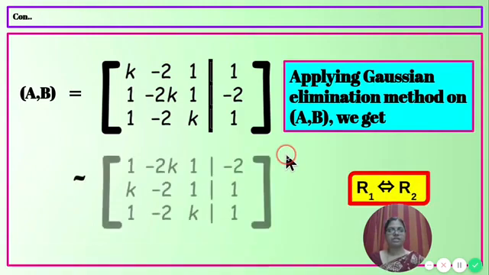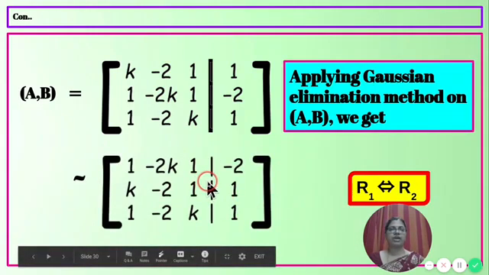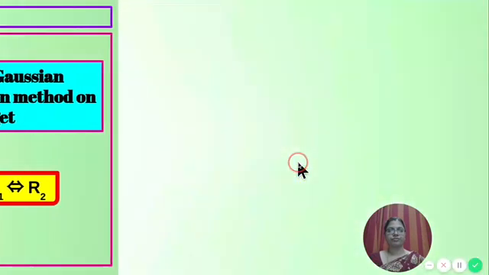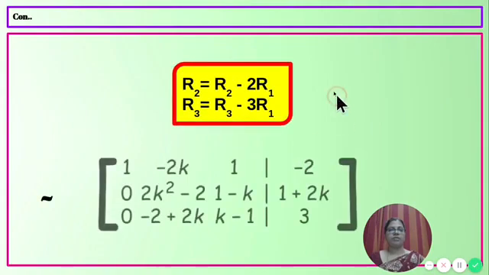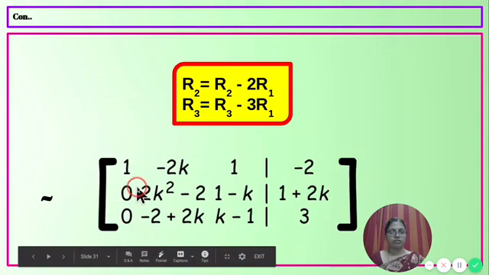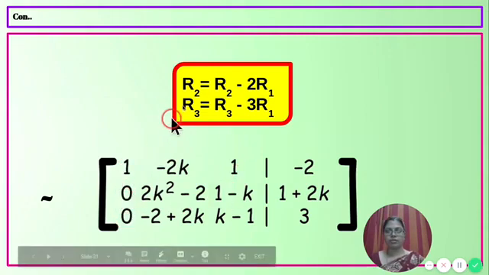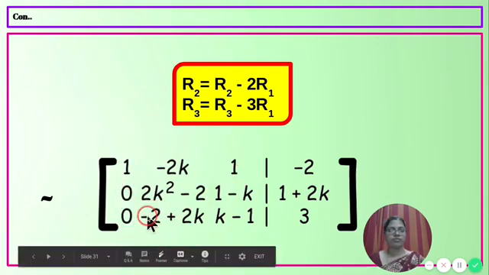So first step is I'm going to exchange the first row with the second row. Then I'm going to apply this linear operation. R2 is equal to R2 minus 2R1. R3 is equal to R3 minus 3R1. So these two elements, we make it into 0. Remaining is this, we have to make it into 0.